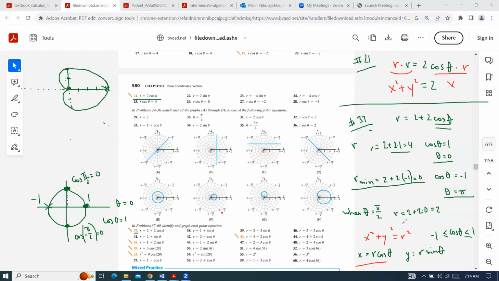So I just graphed one of these, the cardioid again, and they say here, match the graph. So do we have something like that? Looks like the last one, right? So I just got H here for matching.